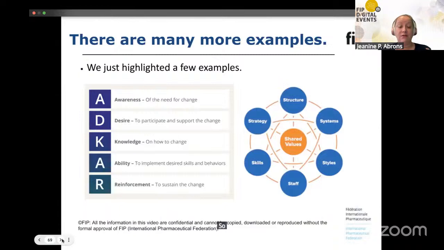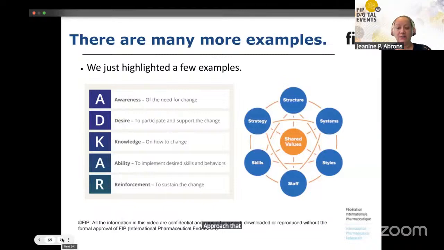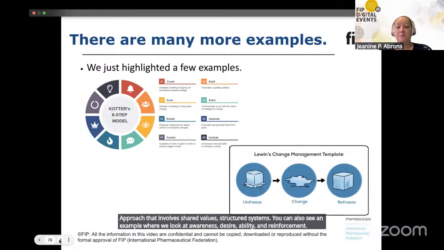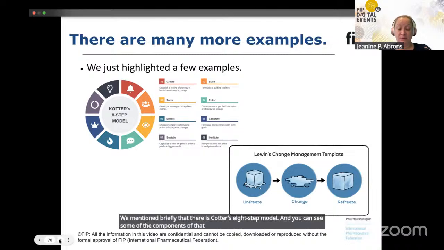So, we've covered a lot of different approaches with you today, and we have tried to give you some ideas of frameworks or models that you can apply to making and impacting change wherever you are in the world. But these are just a few examples of the many out there. You can see an approach that involves shared values and structured systems. You can also see an example where we look at awareness, desire, ability, and reinforcement. We mentioned briefly Kotter's 8-step model, and you can see some of the components of that, and Lewin's change management template as well.